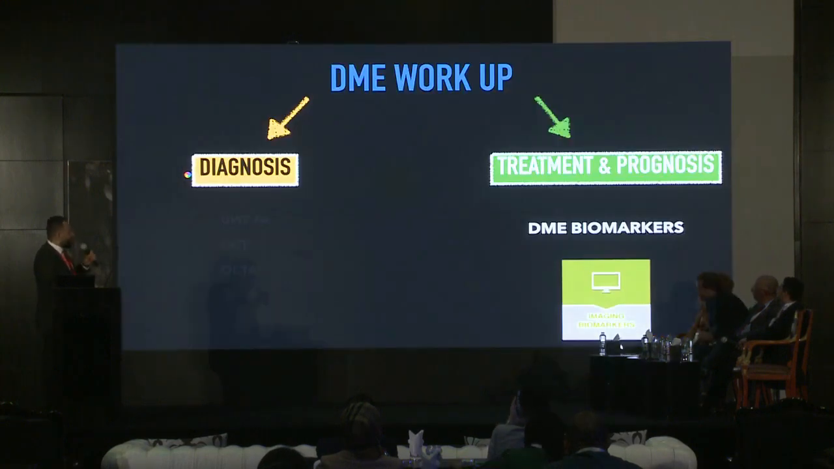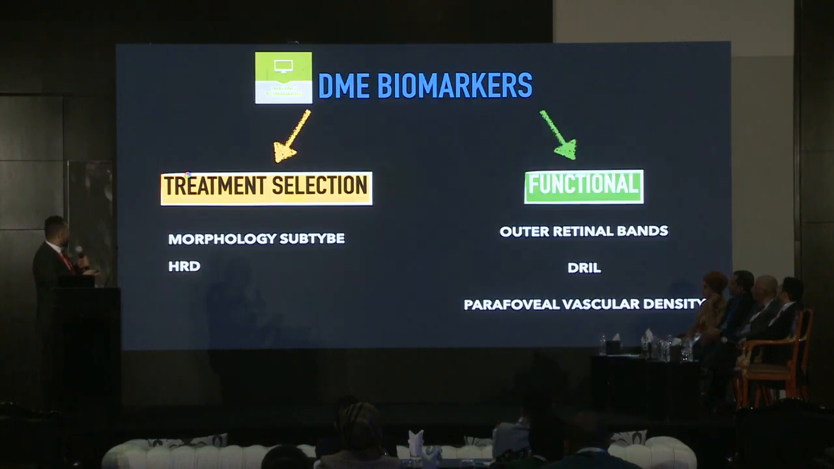We have the diabetic macular edema biomarkers. The usage of diabetic macular edema biomarkers is for treatment selection. That is, as we said and discussed, the morphological subtypes and the hyperreflective dots. And even for functional assessment, the outer retinal bands, the DRIL, and the parafoveal vascular density.